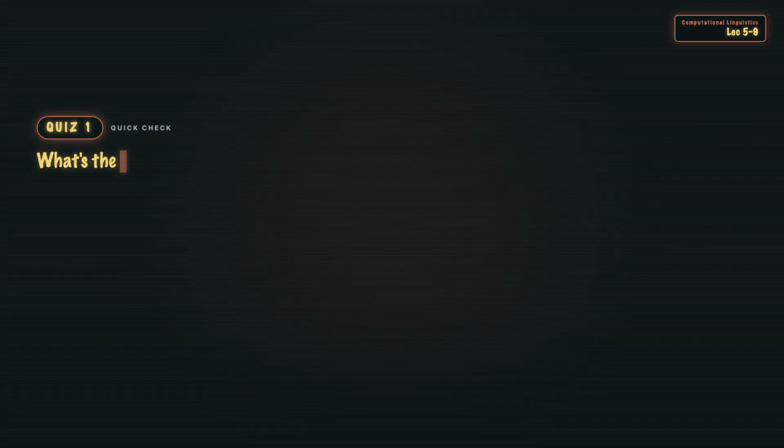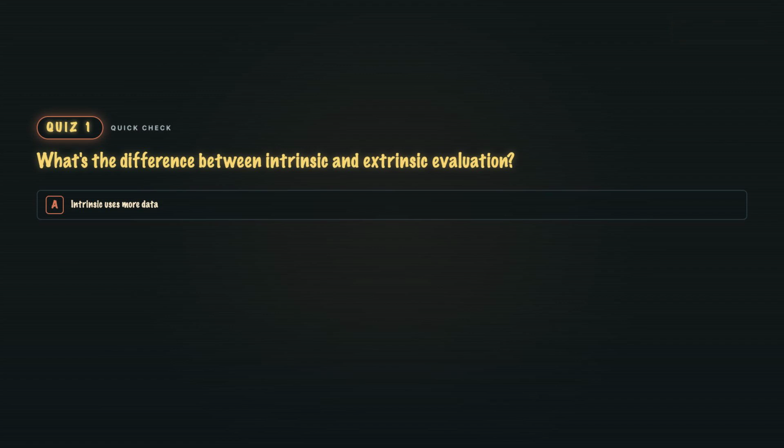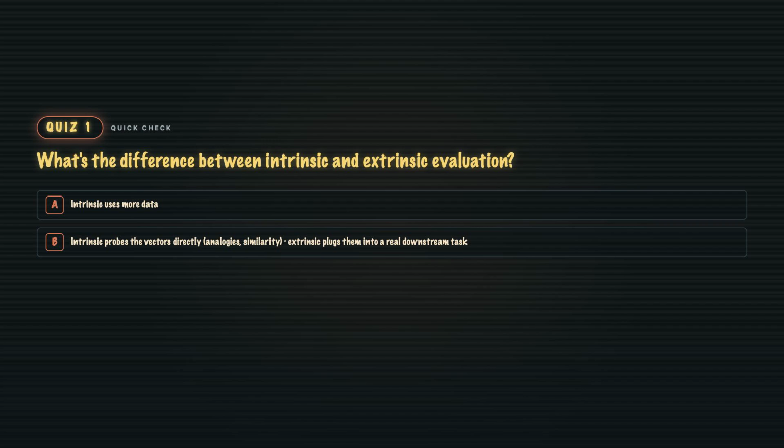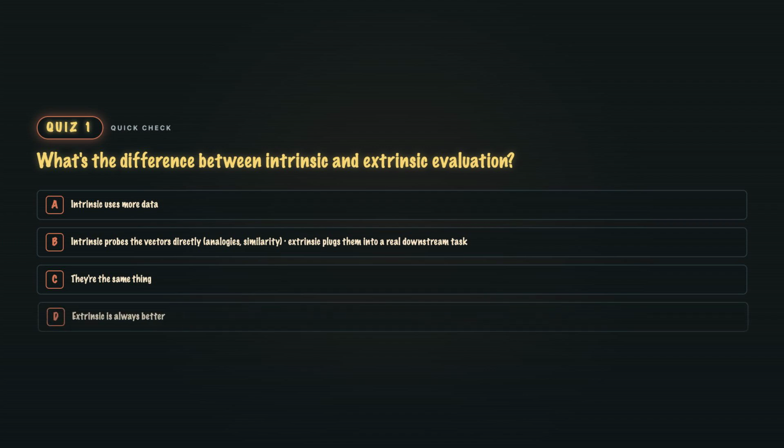Quiz 1. What's the difference between intrinsic and extrinsic evaluation? A. Intrinsic uses more data. B. Intrinsic probes the vectors directly with analogies and similarity. Extrinsic plugs them into a real downstream task. C. They're the same. Or D. Extrinsic is always better.